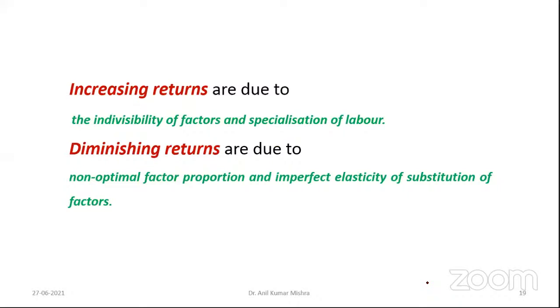And it continues until the maximum point of the total product, which is the zero level of your marginal product. And thereafter, in the third stage, it is called the negative return because total product falls and marginal product becomes negative. As the marginal product of the variable factor is negative, the third stage is called the law of negative returns.